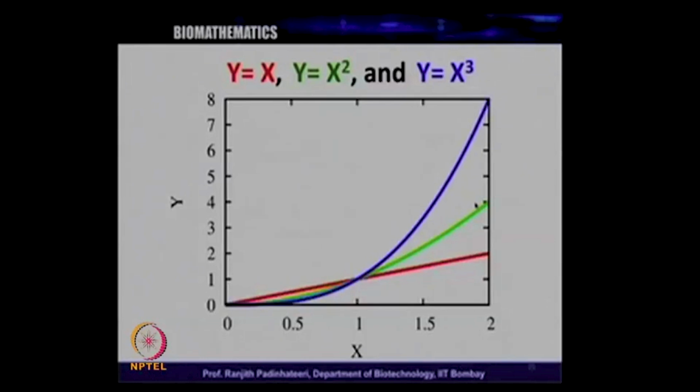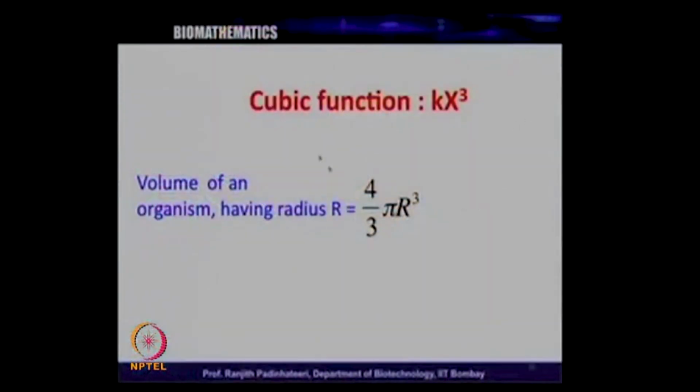Now, we got introduced to the cubic function. What is the simplest cubic function that you can think of? The volume. The volume of a sphere, for example, is 4 by 3 pi r cube, we all know. So, that is the simplest function. The volume of an organism having radius r is 4 by 3 pi r cube.